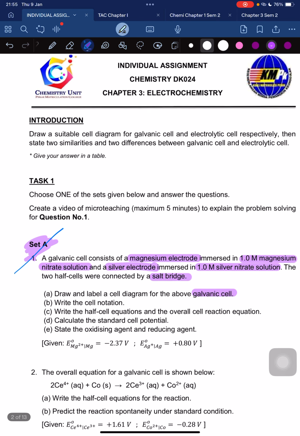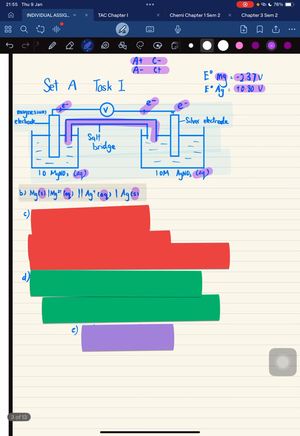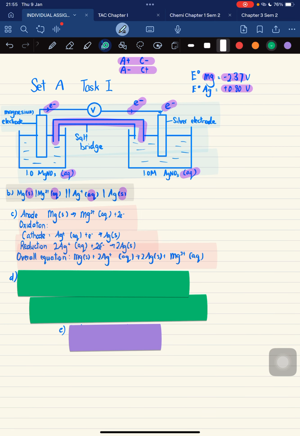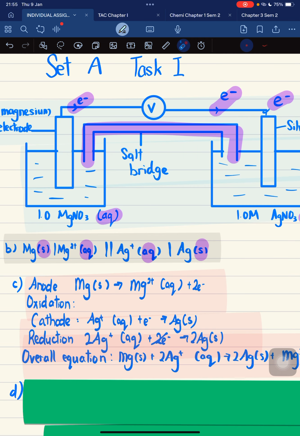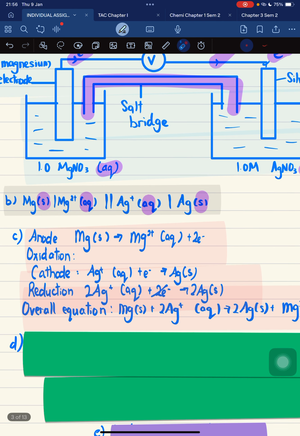And for C, write the half cell equation and the overall cell reaction equation. So this is how these equations look like. As we know, anode will always undergo oxidation while cathode will always undergo reduction. So for anode, magnesium, which is in solid state, will release 2 electrons and become magnesium ion, which is in aqueous state. While for cathode, silver ion, which is in aqueous state, will receive electron from anode to become silver, which is in solid state. But we can see that in cathode they only have 1 electron, while anode has 2 electrons.